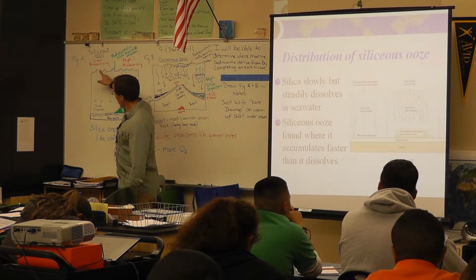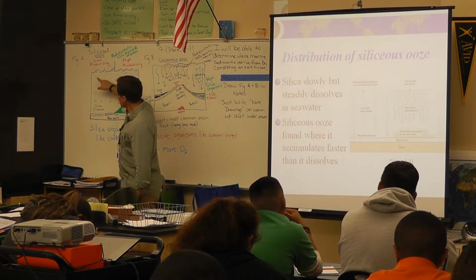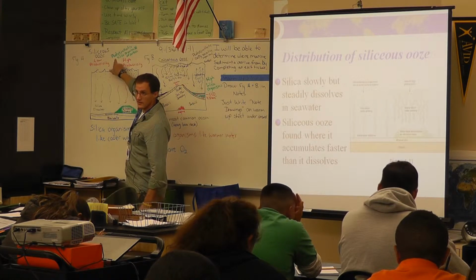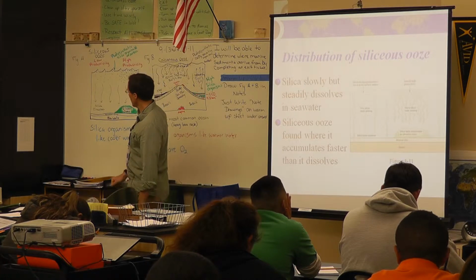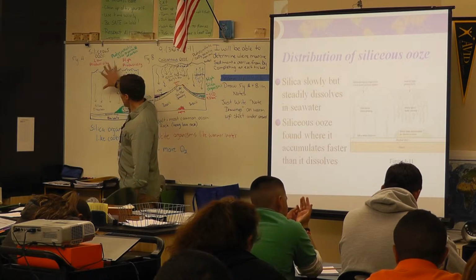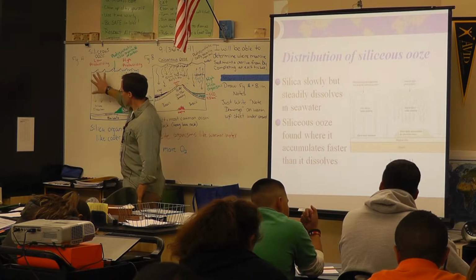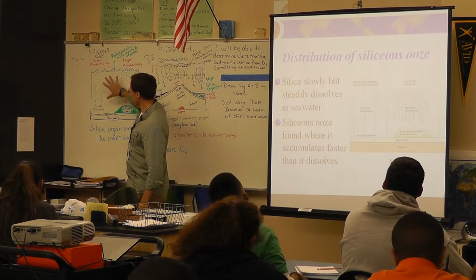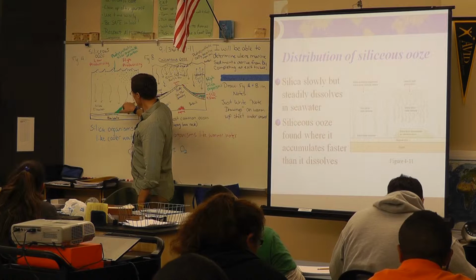Now, why is this all on the surface? What do a lot of these need to survive? Sunlight. Sunlight, photosynthesis. Good. So as these shells fall, whether they be from plants or from animals, as they fall, we have ooze on this side.